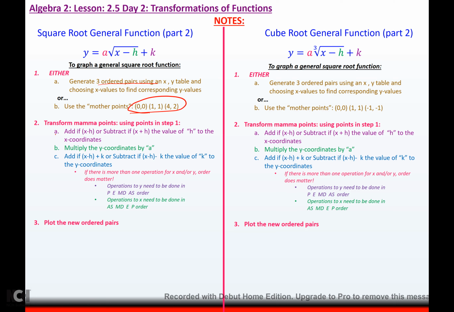And then we do the math, just like we did on our quadratics. Okay, do all your stuff to x in PEMDAS order. Everything you do to y is done in PEMDAS order. Anything you do to x is done in reverse PEMDAS order. Okay. Same with the cube function. It's just that the mother points are going to be different. You start with 0, 0, 1, 1, and -1, -1.